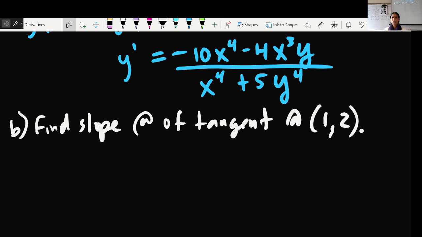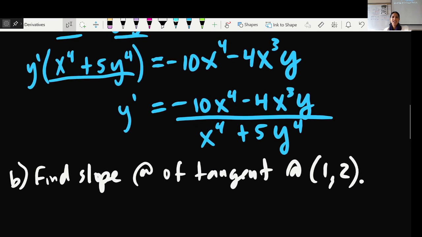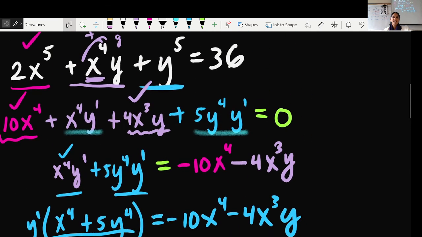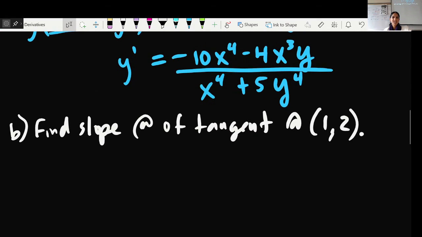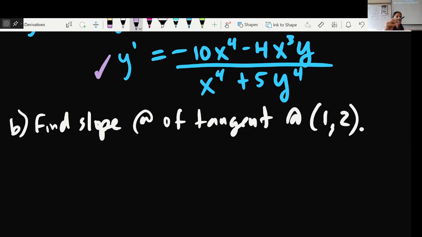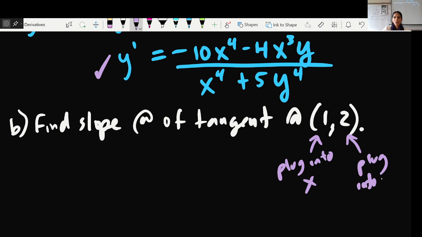Well, first of all, what is the slope of the tangent? It's the derivative, right? And we just found the derivative, right? So what do I basically do with that point? Plug it in. Do we even need to do that? So I'm just going to write it here. Plug 1 into x and plug 2 into y, and we would get negative 2 over 9.